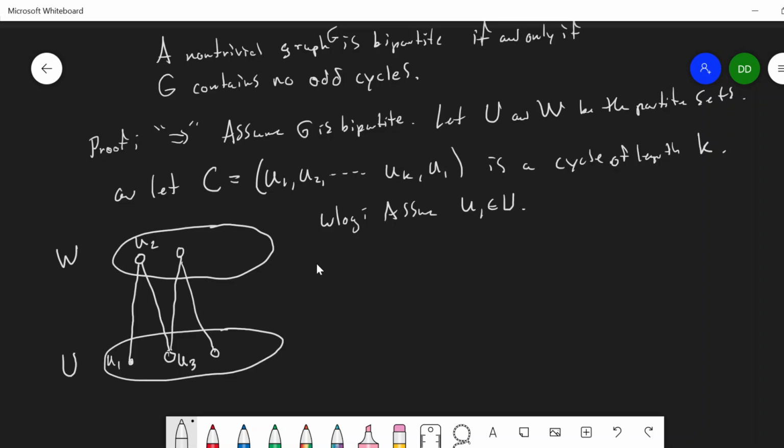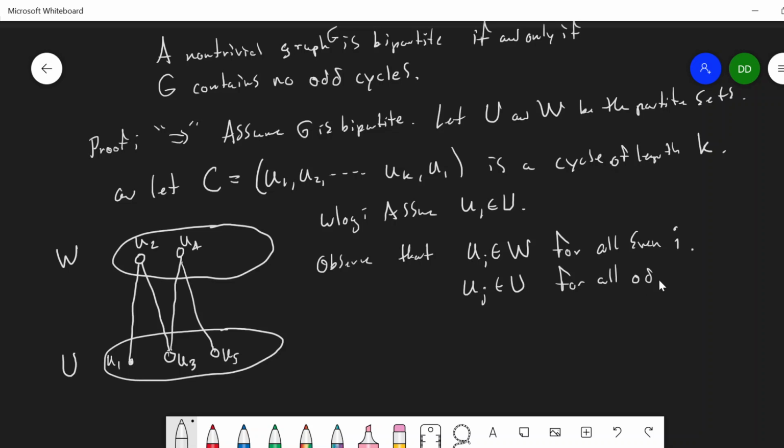So I'll say observe that Ui is in W. So when is this happening? This would be U4 here, by the way. This would be U5. Notice it's the even indexes which are in W. So Ui is in W for all even i, and Ui is in U for all odd i.